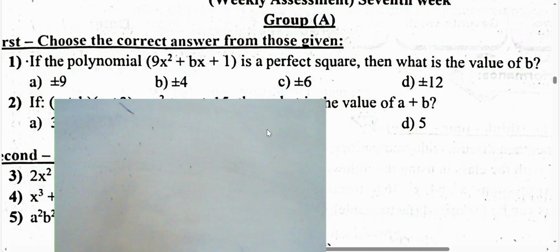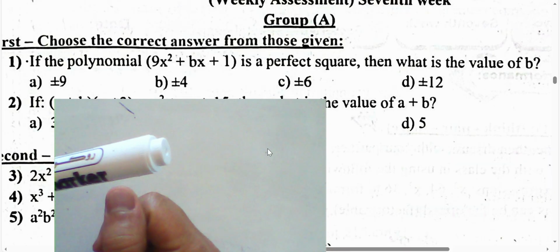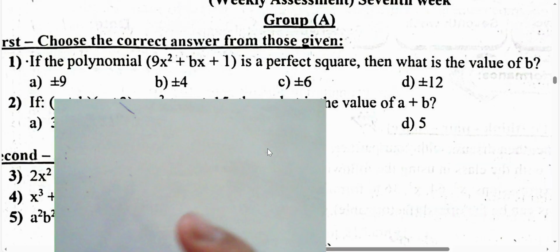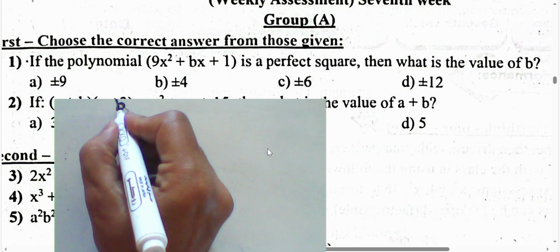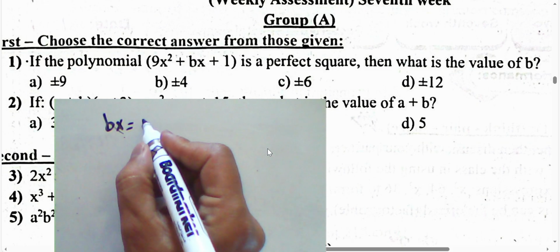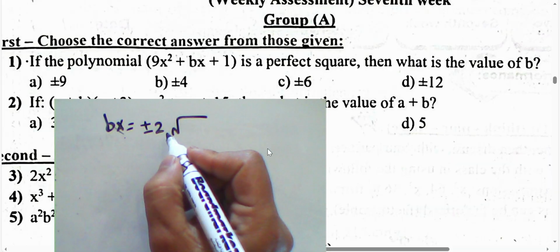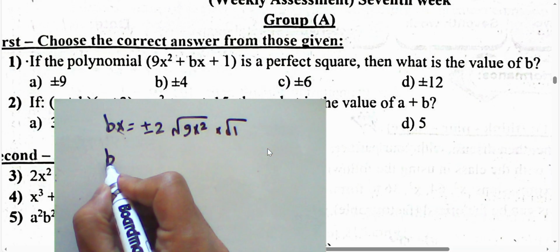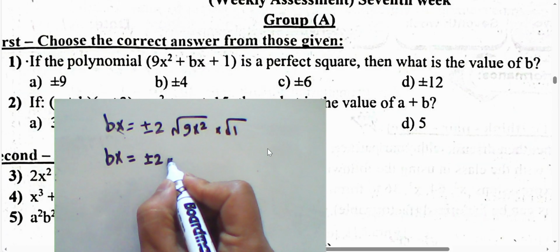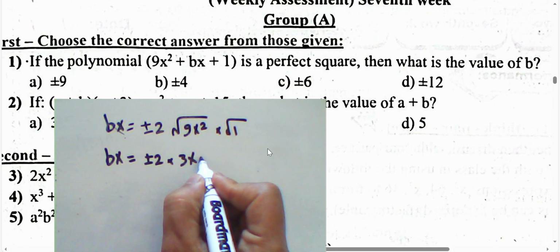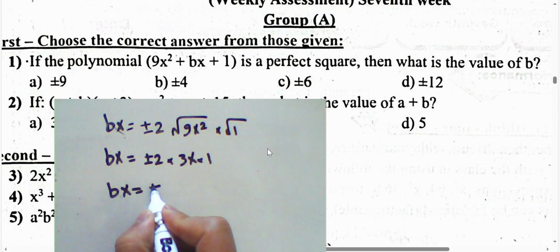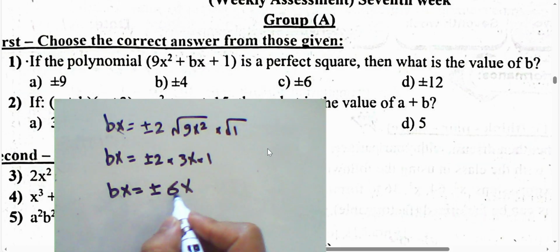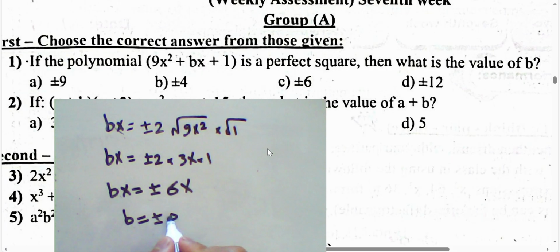Okay, we have here a perfect square. What's the meaning of perfect square? Meaning the middle term is equivalent to positive or negative 2 times the square root of the first times the square root of the third. Then bx equals positive or negative 2 times the square root of 9x² times the square root of 1. Then bx equals positive or negative 2 times 3x times 1, so bx equals positive or negative 2 times 3 times x. B here is the coefficient of x. Then the coefficient of x will be positive or negative 6.